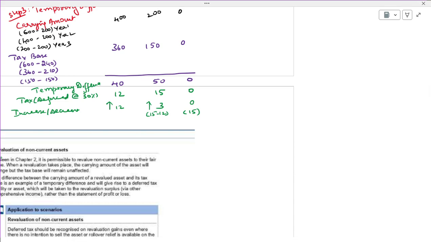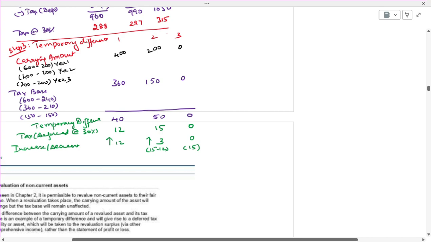Is it? See the thing, again I am saying. First you will calculate the carrying amount. Then you will calculate the tax base. Carrying amount as per the accounting depreciation, tax base as per the tax allowances. Whatever the temporary difference, we will get the temporary difference, and then apply the tax rate.